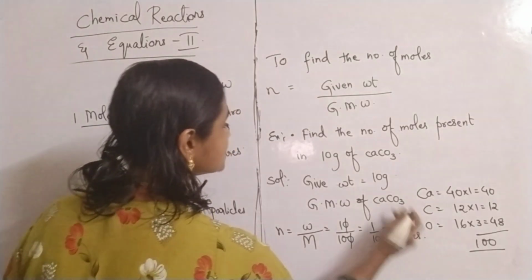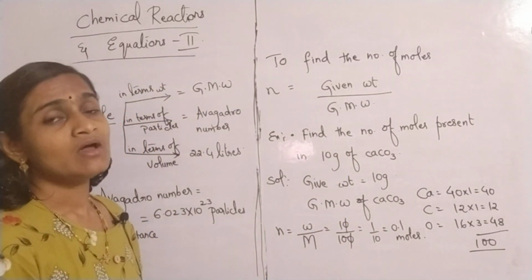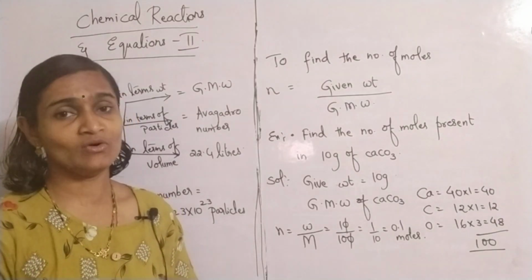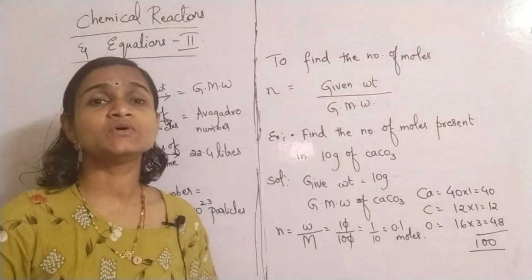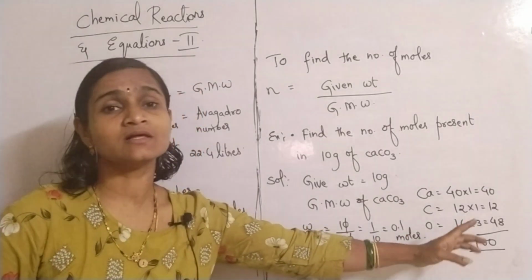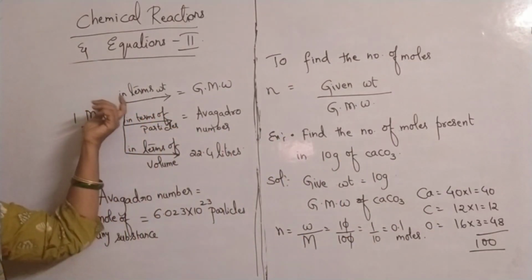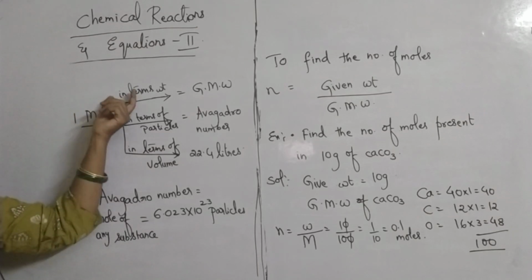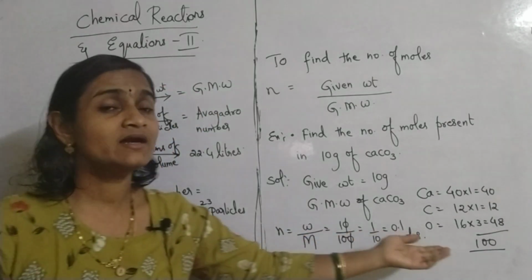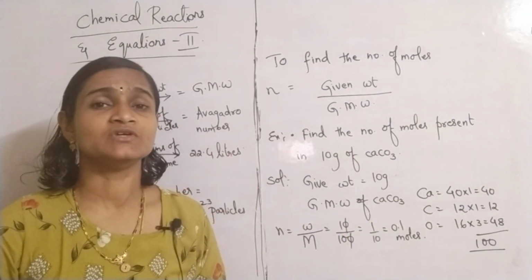10 grams of CaCO3 means 0.1 moles. 100 grams of CaCO3 means 1 mole. 100 is the gram molecular weight of calcium carbonate. What you have learnt is that in terms of weight, 1 mole of any substance is equal to its gram molecular weight. So here 100 grams is the gram molecular weight for 1 mole of CaCO3.